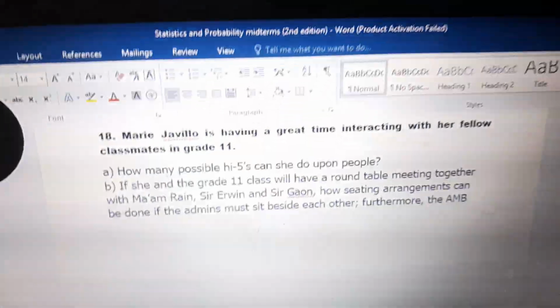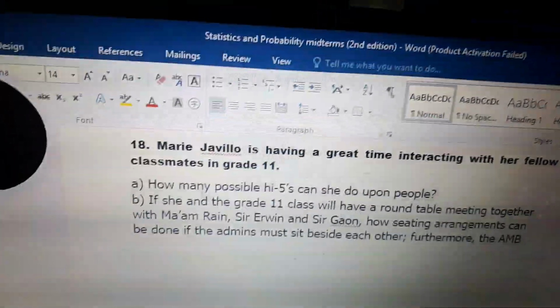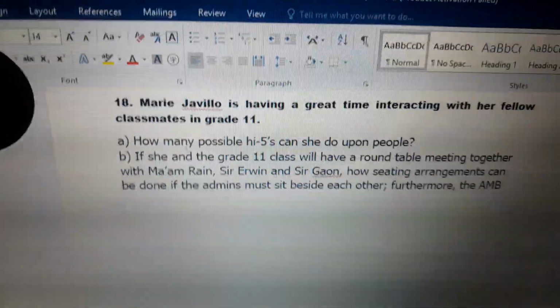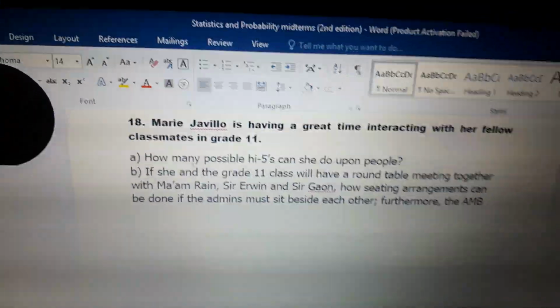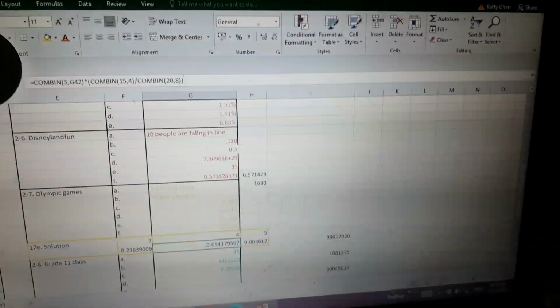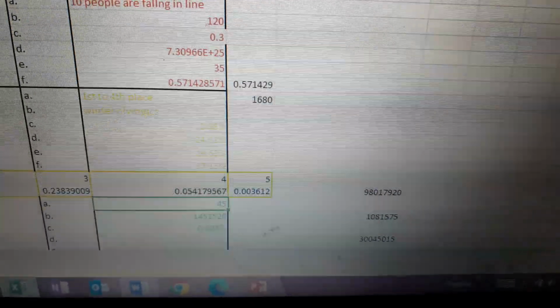In this situation, it's 10C2, because remember, there are 10 students in the grade 11 class. And I'm going to high five, and how many high fives are there? This is the formula. So there are 45 possible high fives. It's the combination of 10 and 2. Next, for item number 2.